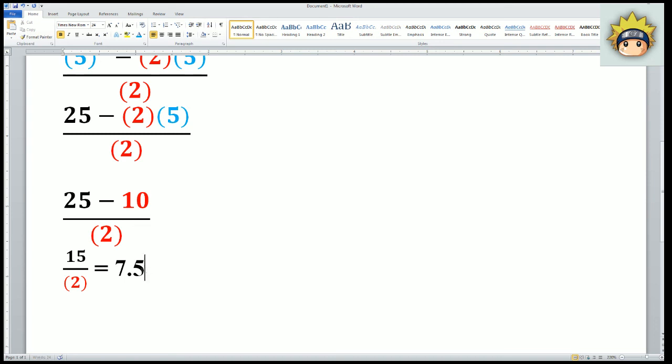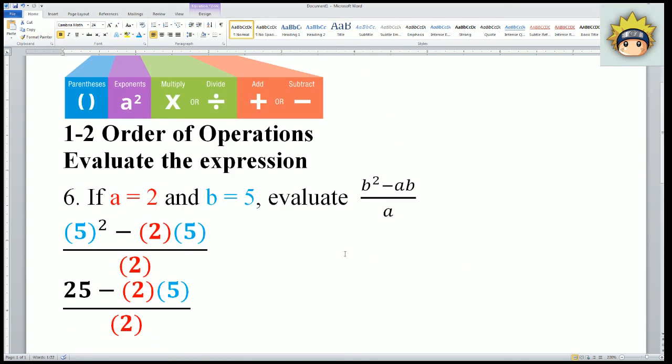But it's better if you just leave it as a fraction. Okay, this would be its simplest form, right? We would call this an improper fraction. Okay, so here I covered all of the order of operations.